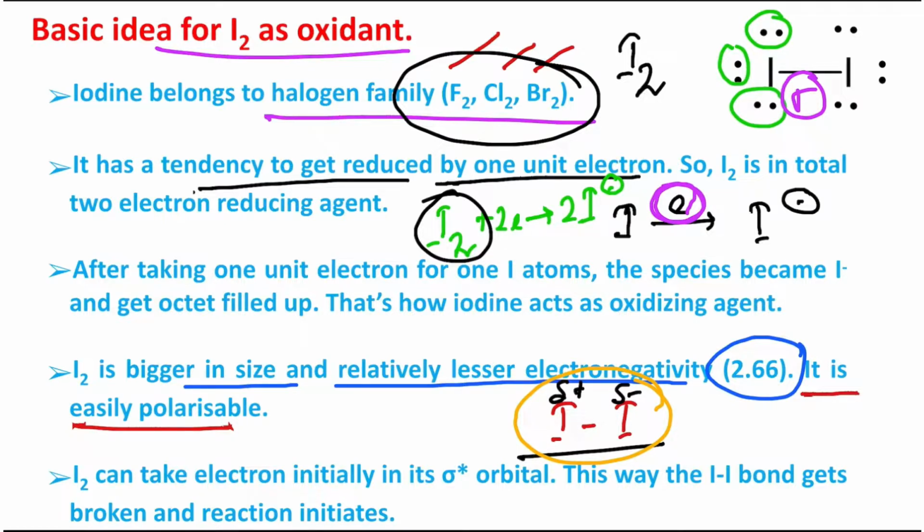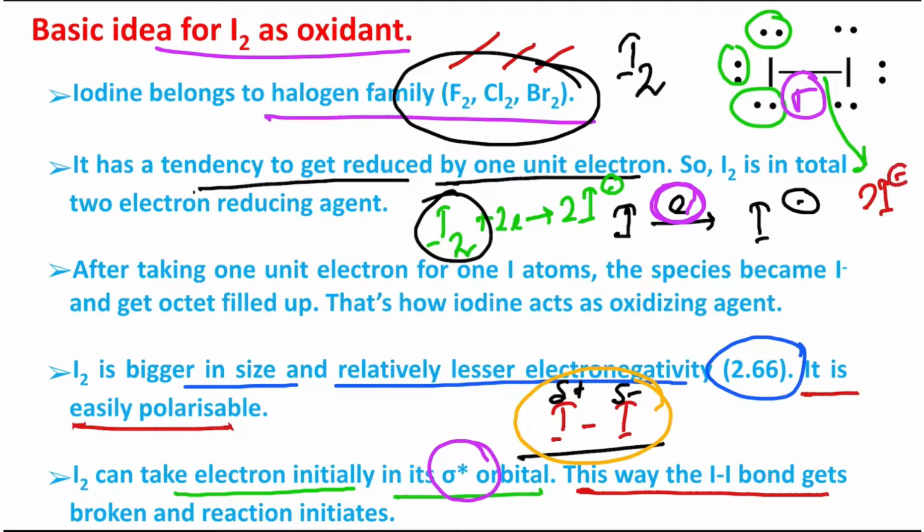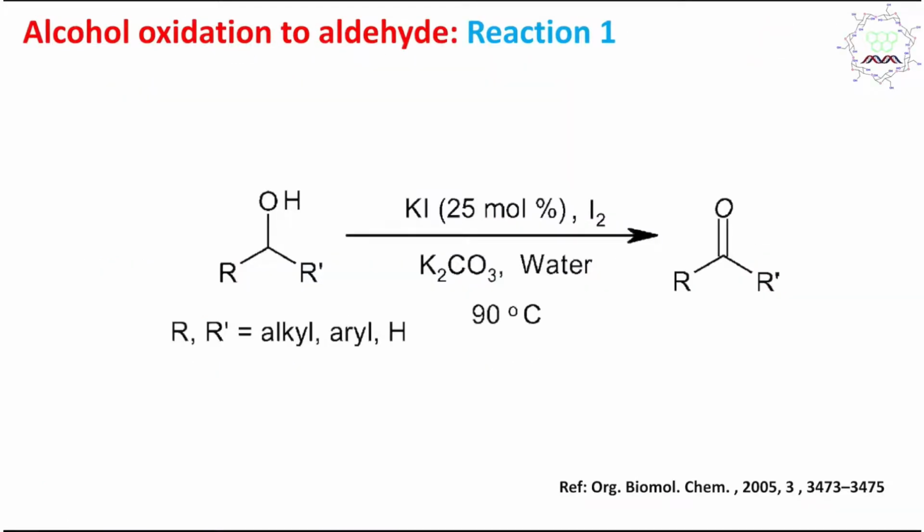Now finally, iodine can take electrons on its sigma star orbital. This is the sigma orbital, so the antibonding of this orbital is the sigma star. In sigma star it can take 2 electrons, and in this way the I–I bond gets reduced and converts into 2 iodide. So this is the overall strategy for the reaction. Whatever upcoming nucleophile is going to break this I–I bond, it needs to have 2 electrons or 1 lone pair of electrons. Now, let's come to the examples.